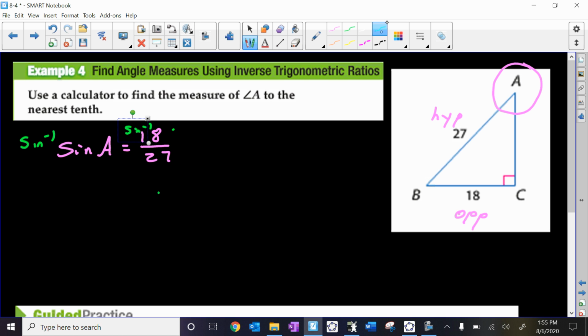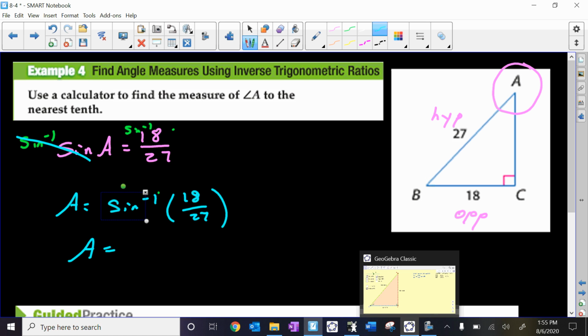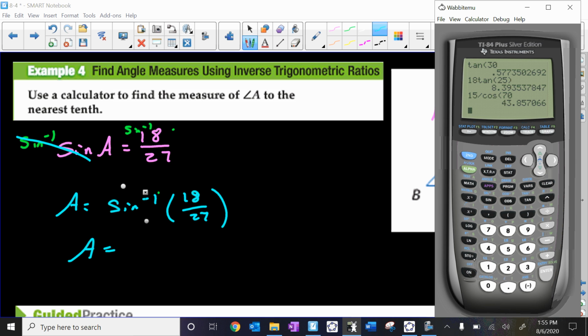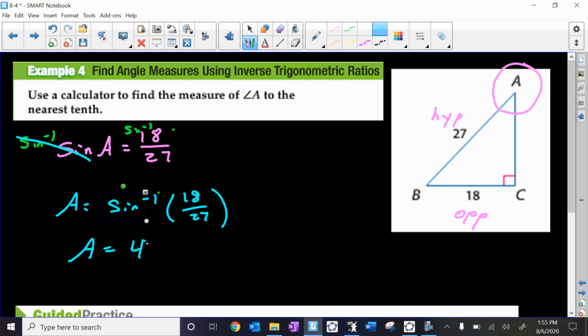So now what I'm left with is just A on this side equal to the inverse sine of 18 over 27, which is what you're going to plug into your calculator. So if I do that, find my calculator, now I'm going to go second sine, because I want the inverse, 18 divided by 27, close the parentheses, and it looks like I get approximately 41.8 degrees, which is your angle measure.